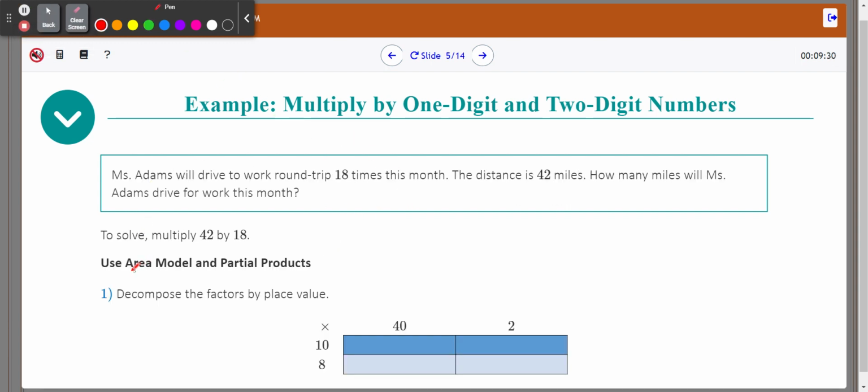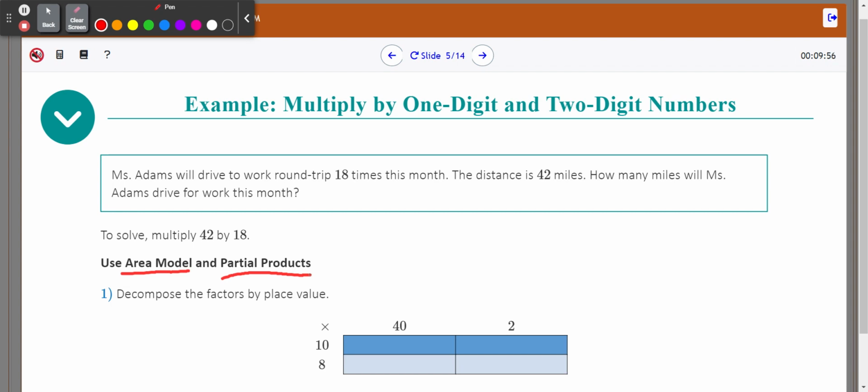Another method is what's called using area models and partial products. And it works like this. First, let's read the problem. Miss Adams will drive to work round trip 18 times this month. The distance is 42 miles. How many miles will Miss Adams drive for work this month? So we need to multiply 42 by 18.